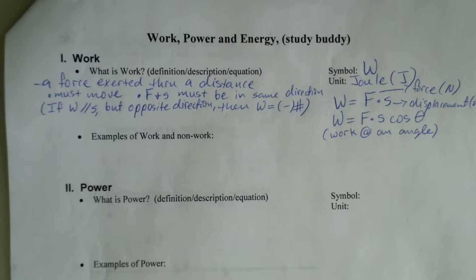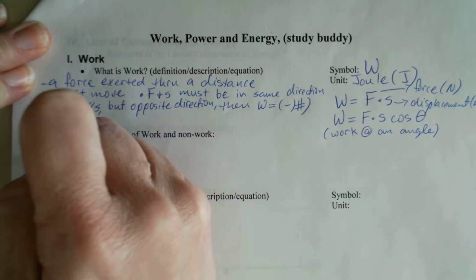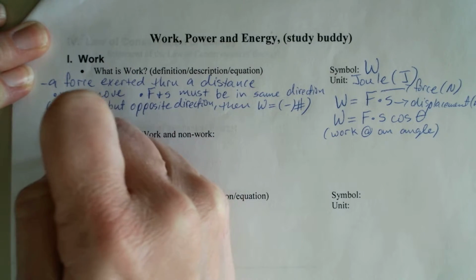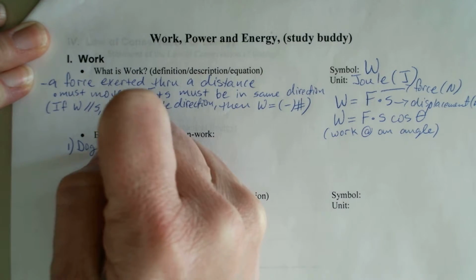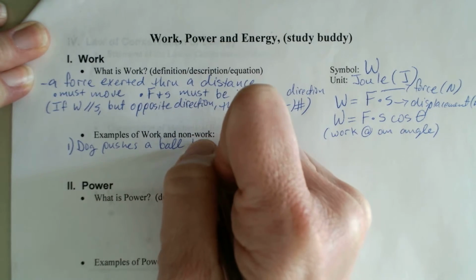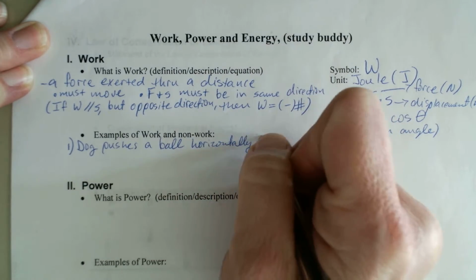Okay, so what are some examples of work versus non-work? I have 4 little examples of things that are happening. Here's my first example: a dog pushes a ball horizontally 5 meters.